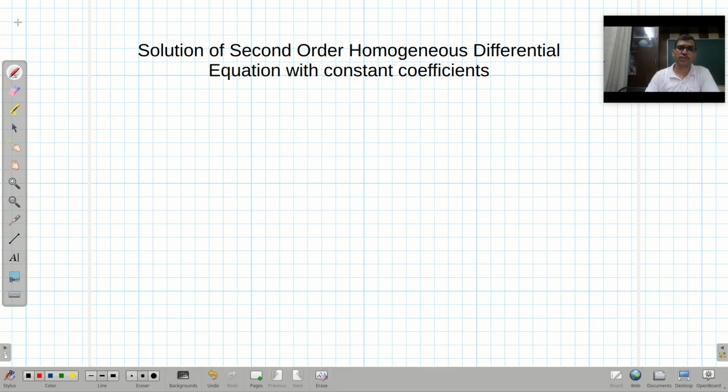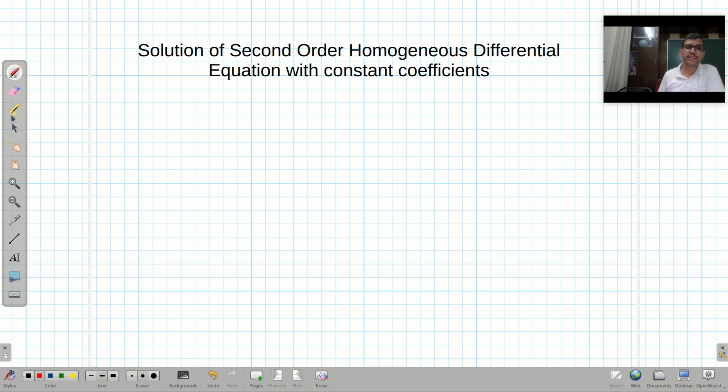Okay, so today I will talk about the solution of a second order differential equation with constant coefficients. In the earlier lecture I talked about this: I considered a simple pendulum, generated a second order differential equation, and tried to find its solution. So now I will talk about second order differential equations.